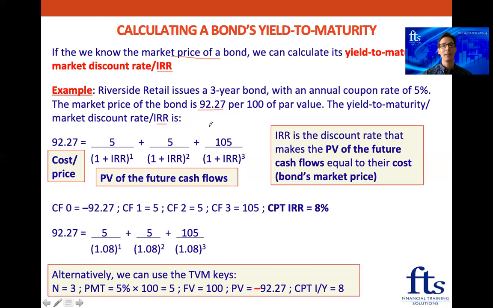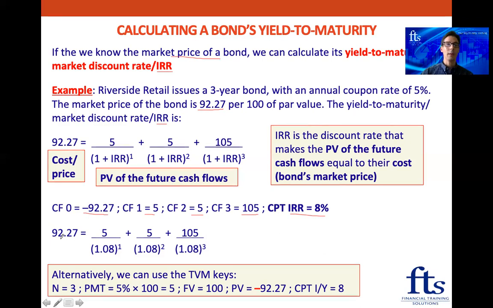So the price is now 92.27. So we as investors, that's what we would pay now, outflow. And what would we get back? 5 at the end of year 1, then 5 at the end of year 2, then 105 at the end of year 3. We just hit the IRR button, and there we go. Not so bad. And if we now plug in the 8%, you're going to see that the equation is going to balance. This is going to be the rate that makes the present value of these future cash flows equal to the bond's market price, or the bond's cost.